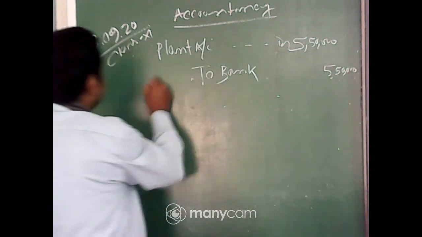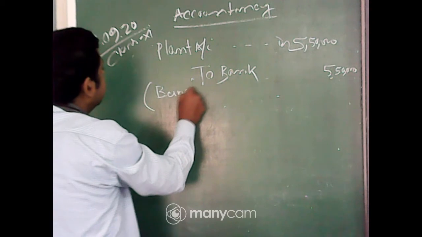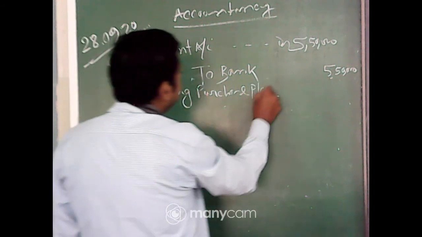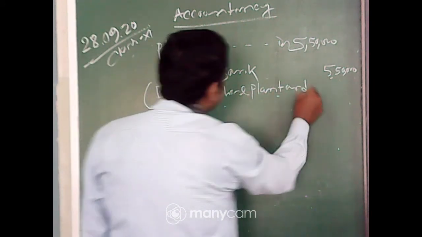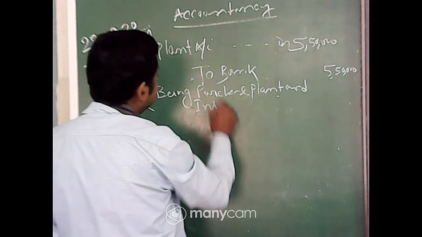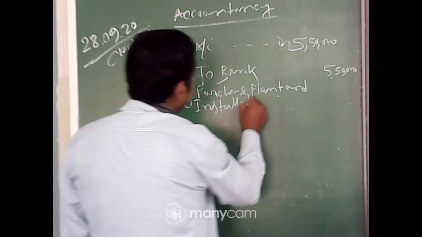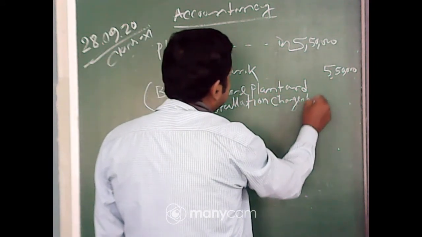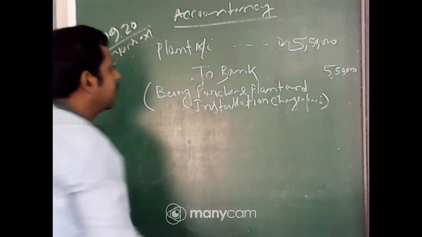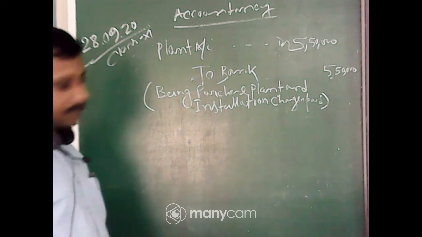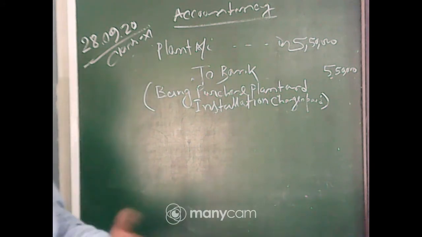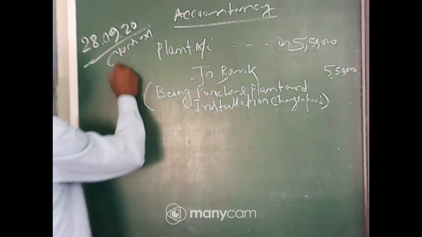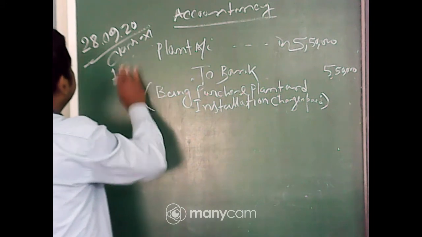What will be the narration? Being purchased machinery, purchase of plant and installation charges paid. So plant account debit to bank account. Now, what is the next entry? Here you have to mention the date, that is 1st April.